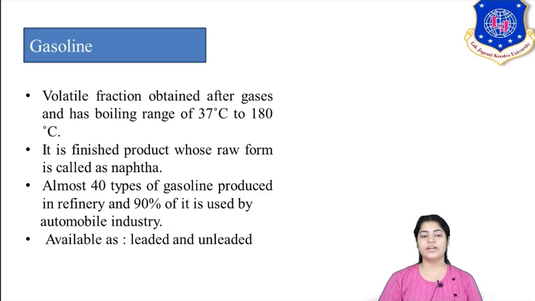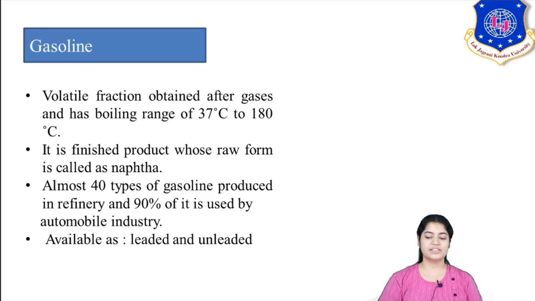This is the volatile fraction which is obtained after gases, and its boiling range is from 37 degrees Celsius to 180 degrees Celsius. That is the range of this fraction. It is the finished product whose raw form is called naphtha.